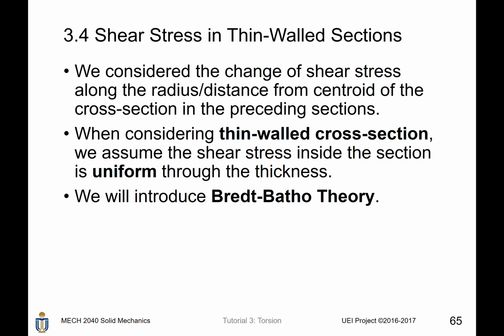Let's move to our final topic in this chapter, which is the shear stresses in thin wall sections. Previously, we considered the change of shear stress along the radius or the distance from the centroid of the cross-section. We drew a conclusion that tau varies directly with the distance from the centroid of the circular cross-section. However, in thin walled sections, we assume tau is a constant. To do this, we will introduce the Bredt-Batho theory. Excuse my pronunciation.